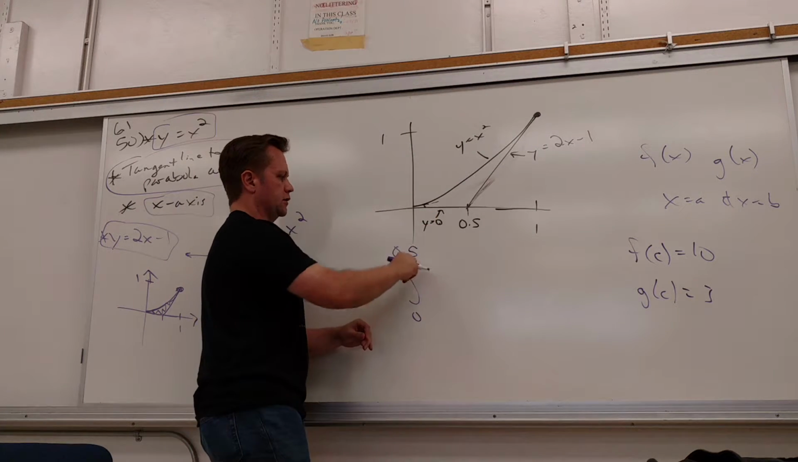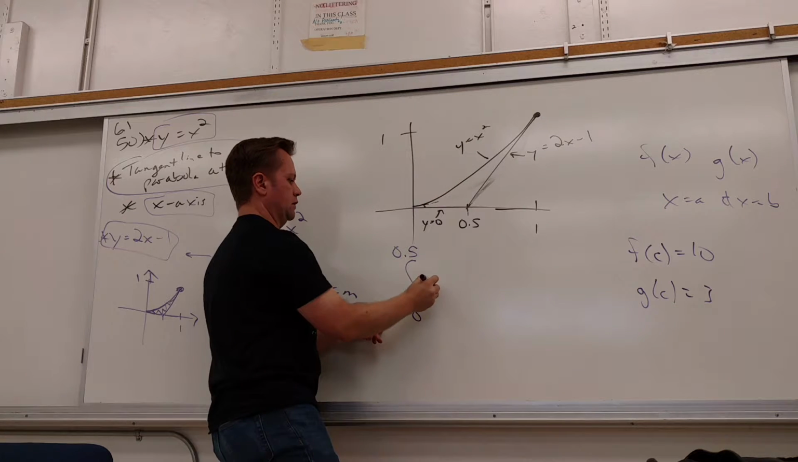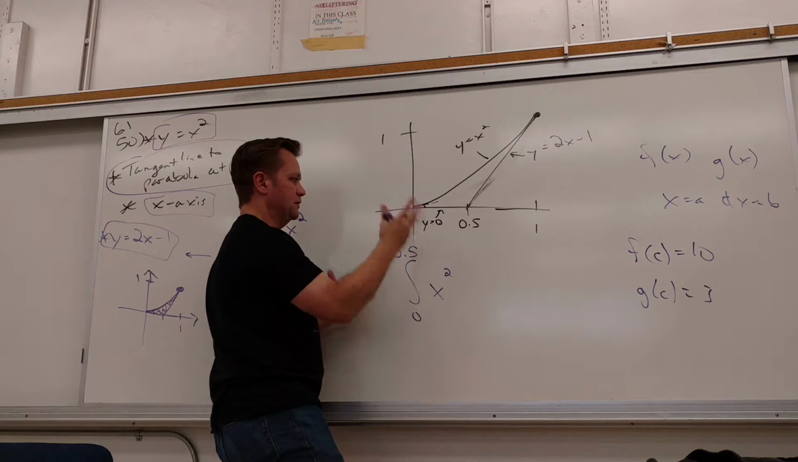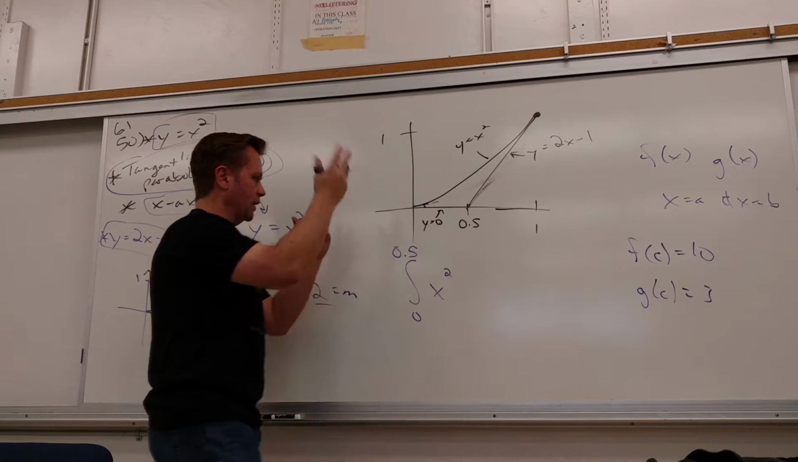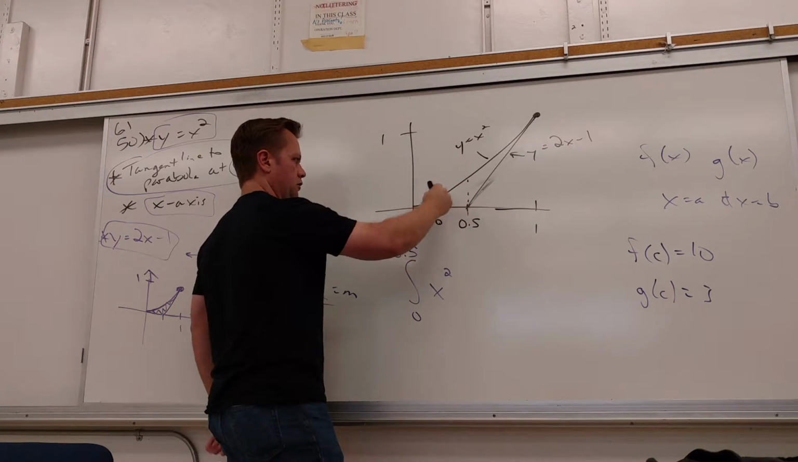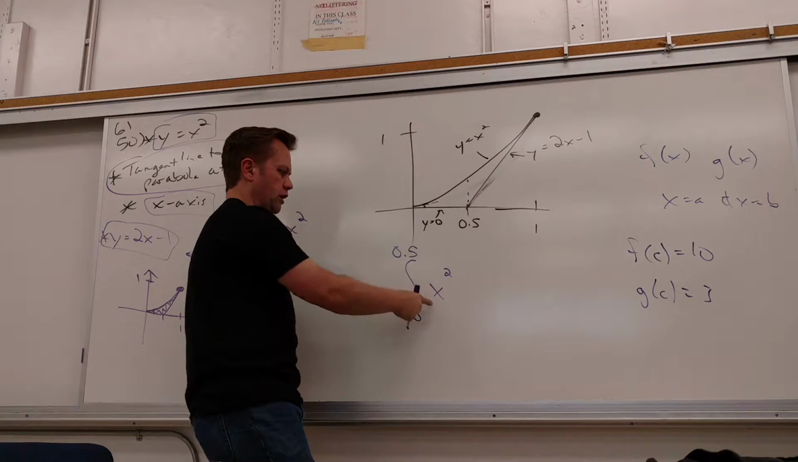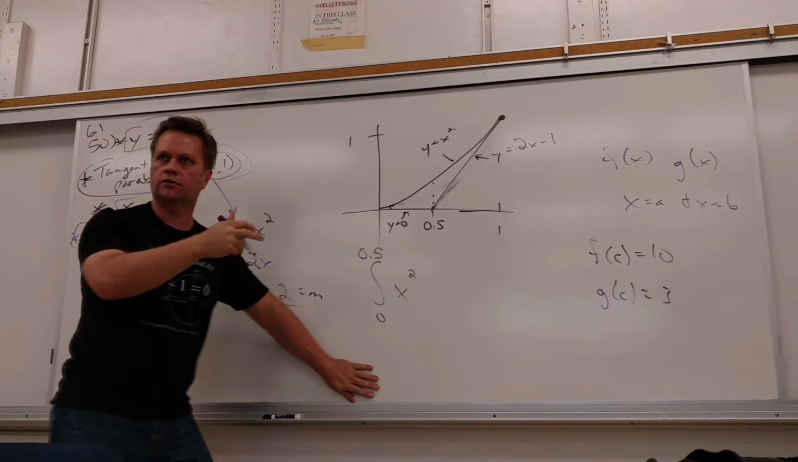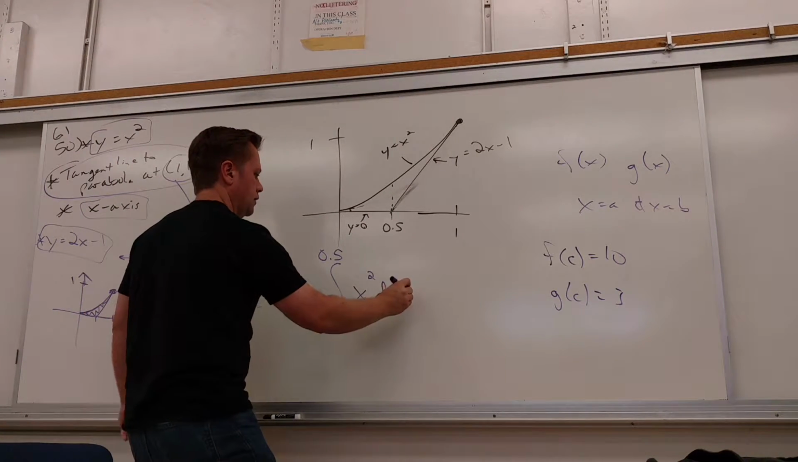So from 0 to 0.5, x squared is definitely on the top. Minus 0. So from 0 to 0.5, it's just going to be the area under that curve. And that's the straight up normal integral, right? That's what the integral does.